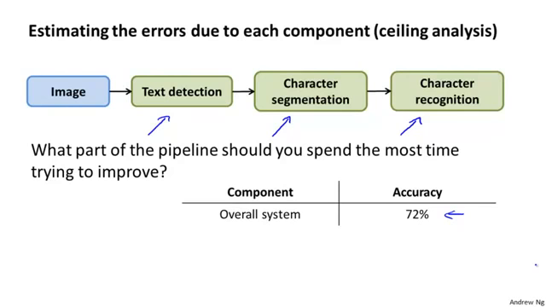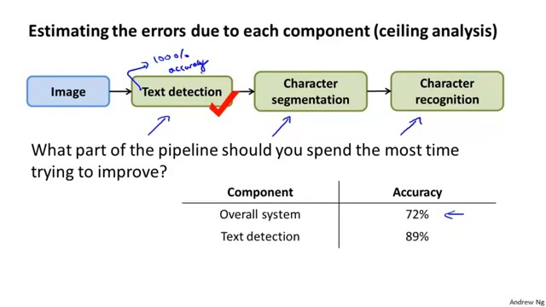Now, here's the idea behind ceiling analysis, which is that we're going to go to, let's say, the first module of our machine learning pipeline, say text detection. And what we're going to do is monkey around with the test set. We're going to go to the test set, and for every test example, we're just going to provide it the correct text detection outputs. So in other words, we're going to go to the test set and just manually tell the algorithm where the text is in each of the test examples. So in other words, we're going to simulate what happens if we have a text detection system with 100% accuracy for the purpose of detecting text in an image.